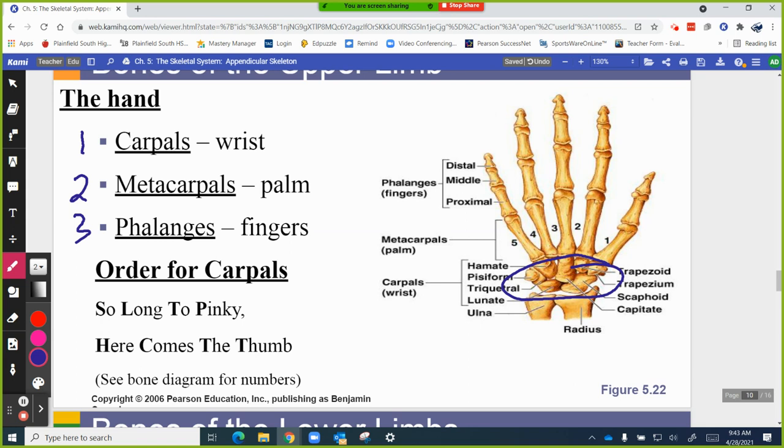There are 8 of them, and normally we would have you memorize them, but you don't have to this go around. This is a really good mnemonic to remember how to do those, though. It's called "So long to pinky. Here comes the thumb." So you start proximal here at the thumb. This is the scaphoid right here, and then you just work your way around.